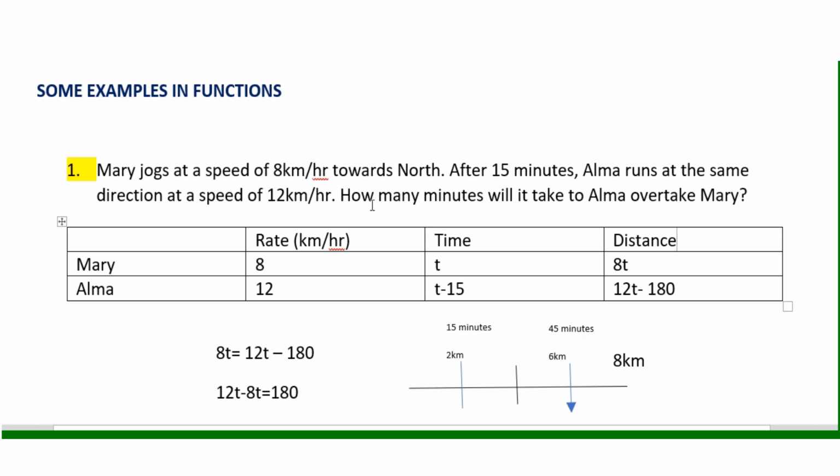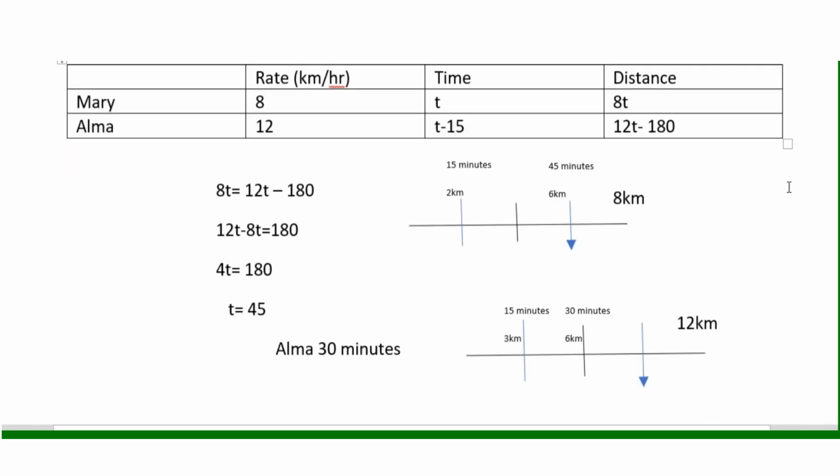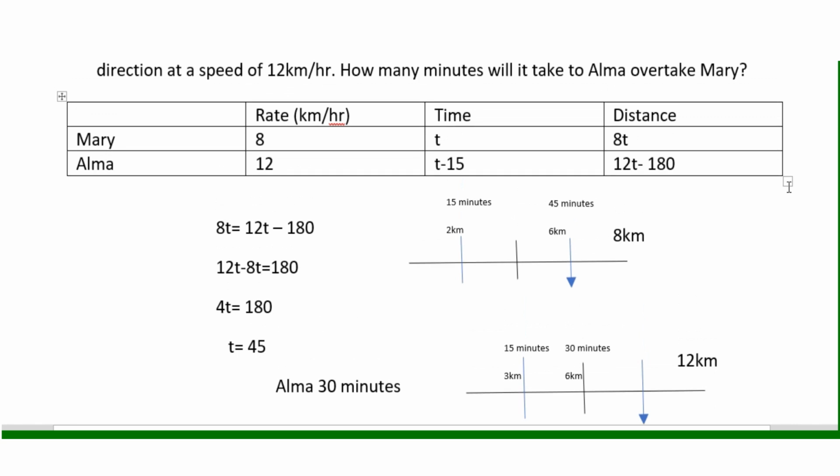So the question is, how many minutes will it take Alma to overtake Mary? So we have 8t equal to 12t minus 180. We multiply the 12 to t, 12t, and then 12 times 15, we have 180. Solving this equation, we come up with 12t minus 8t is equal to 180, then 4t is equal to 180, and then t is equal to 45.